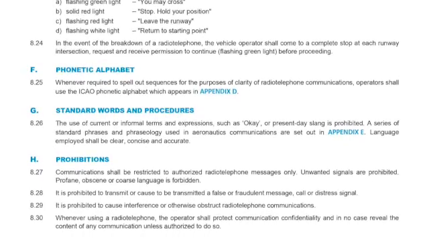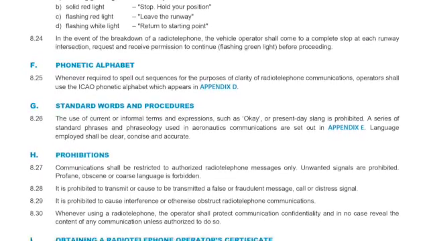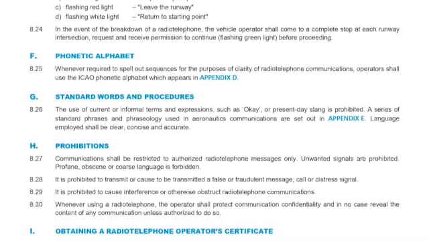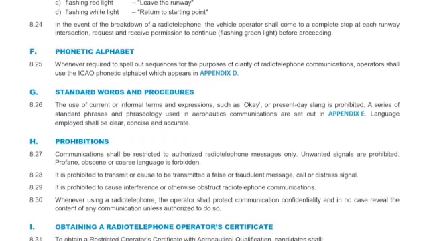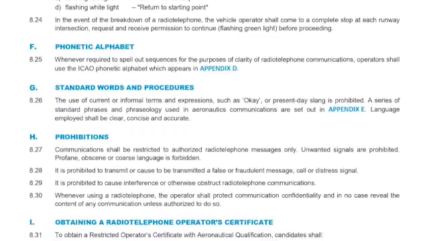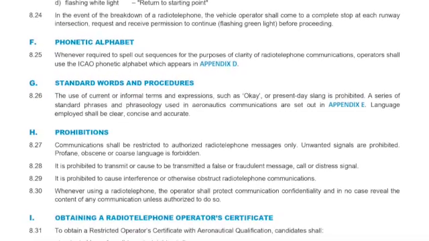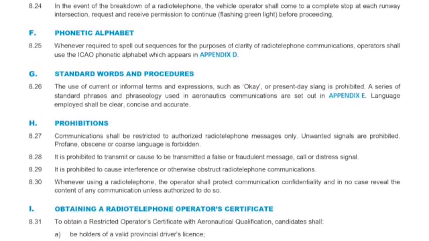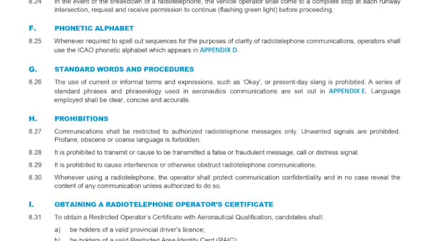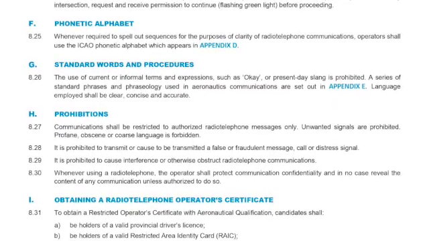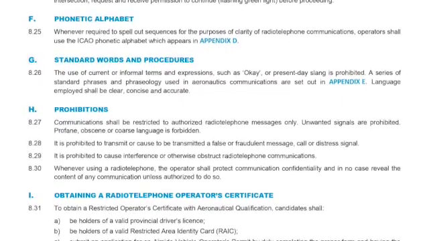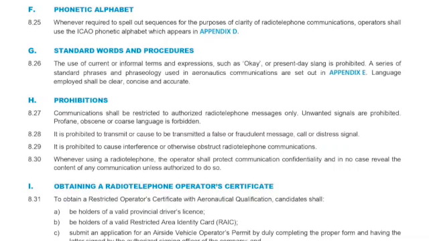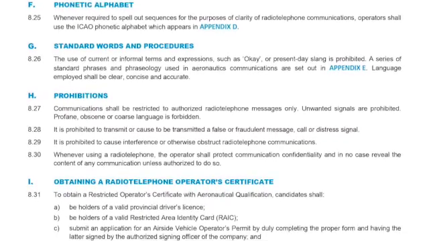H. Prohibitions. 27. Communications shall be restricted to authorized radio telephone messages only. Unwanted signals are prohibited. Profane, obscene, or coarse language is forbidden. 28. It is prohibited to transmit or cause to be transmitted a false or fraudulent message, call or distress signal. 29. It is prohibited to cause interference or otherwise obstruct radio telephone communications. 30. Whenever using a radio telephone, the operator shall protect communication confidentiality and in no case reveal the content of any communication unless authorized to do so.